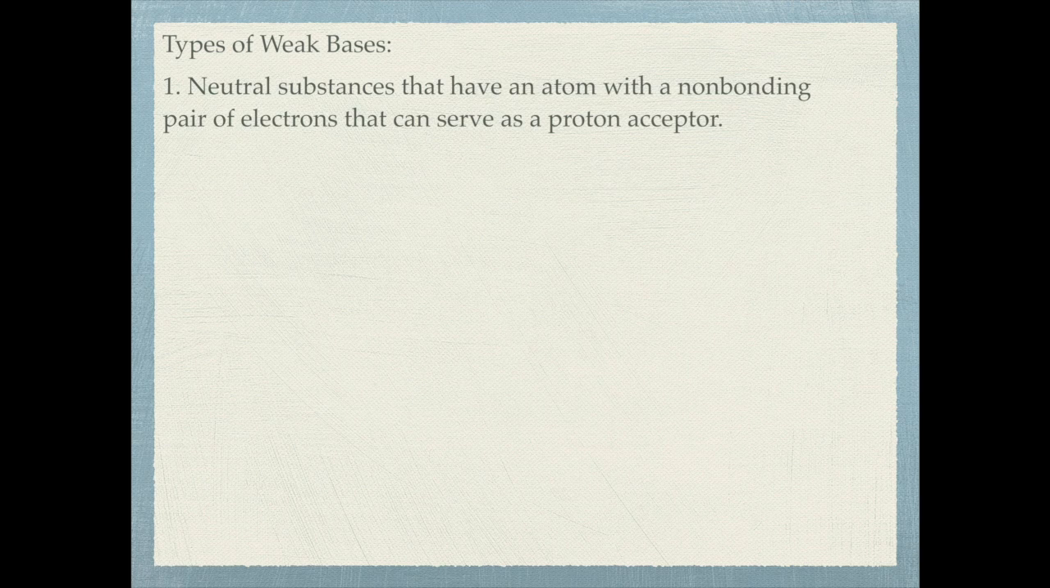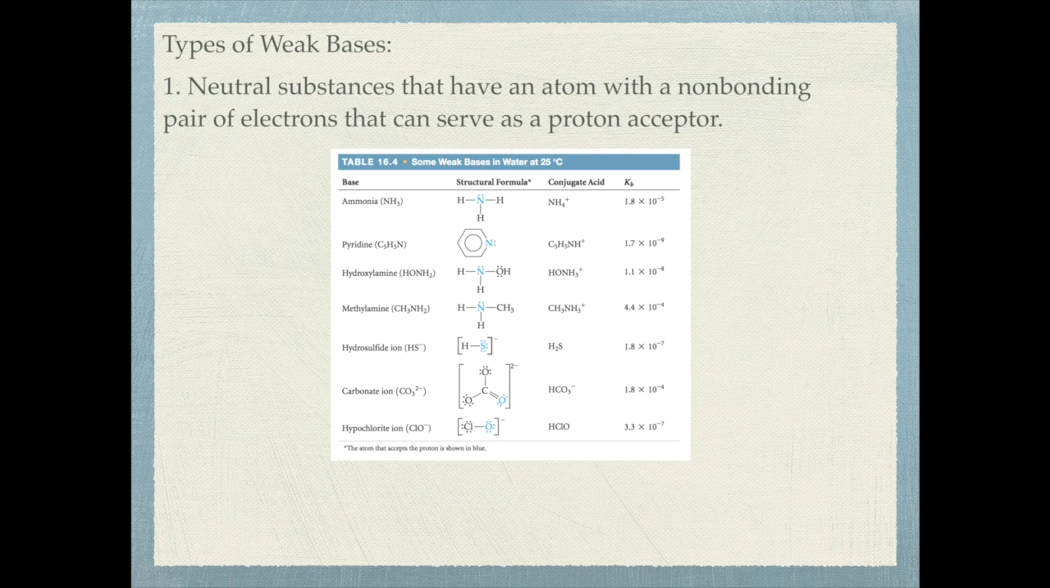Now, there are two different types of weak bases that we'll encounter in this class. The first one are neutral substances that have an atom with a non-bonding pair of electrons. And the reason why these are bases is because they can actually serve as a proton acceptor. So here are a number of different examples. The most common one that you'll see is ammonia. So you can see the lone pair of electrons, the non-bonding pair of electrons. You also have other compounds that you can see in this table, and these are amines.